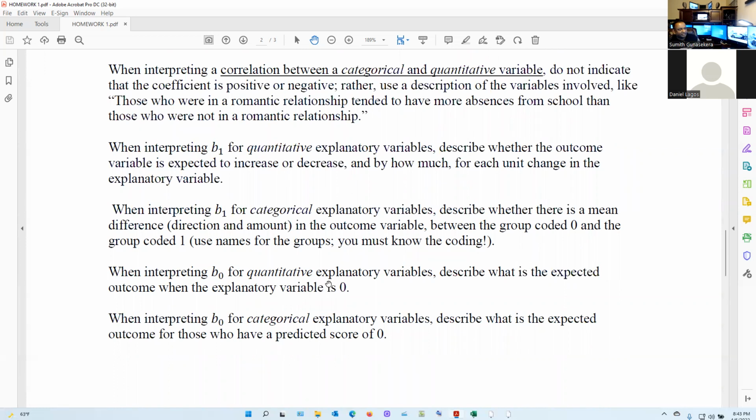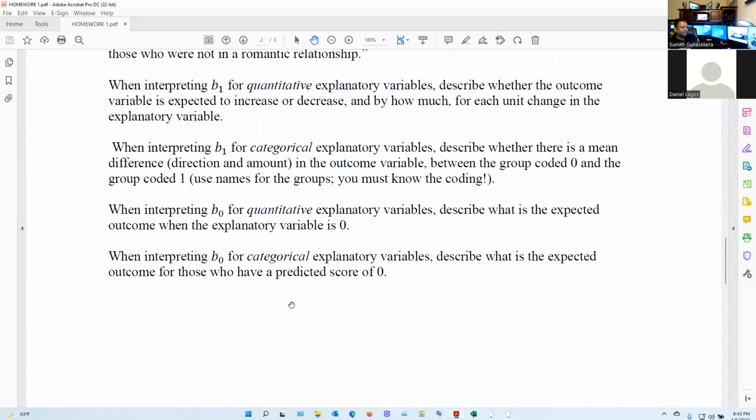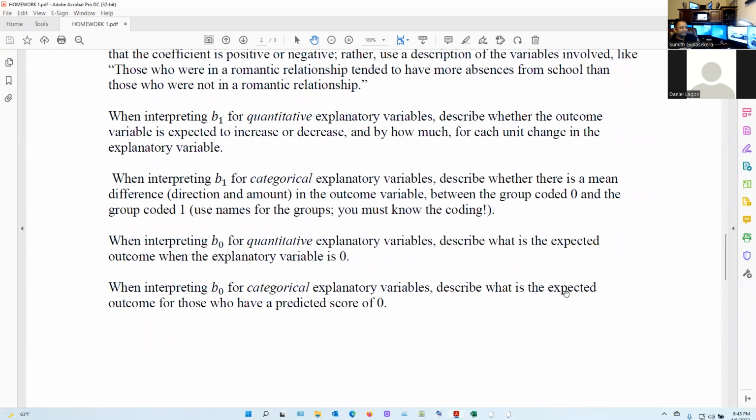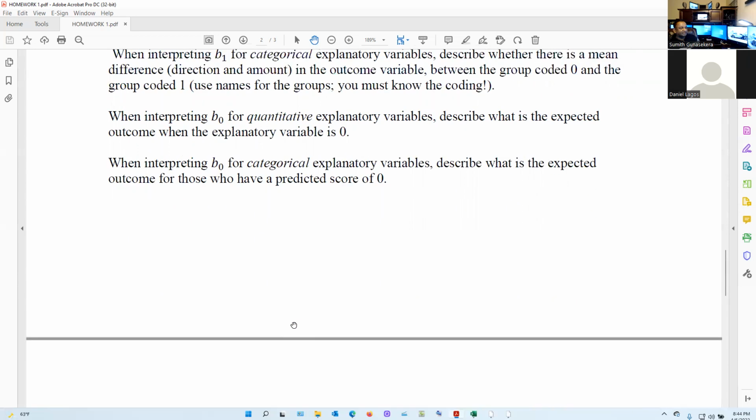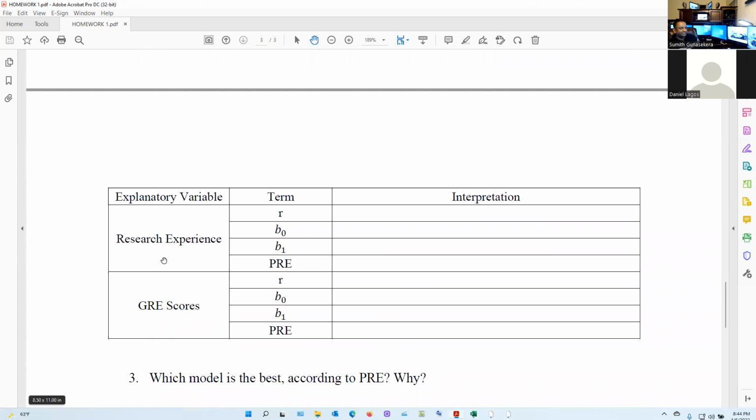When interpreting B naught for a quantitative explanatory variable, describe what the expected outcome is when the explanatory variable is 0. When the GPA is 0, what would be the chance of admit? But if it is a categorical explanatory variable, describe the expected outcome for those who have a predicted score of 0. The categorical explanatory variable here is research experience. Expected outcome means the average, okay? The average chance of admit for those who have no experience in research is B naught.